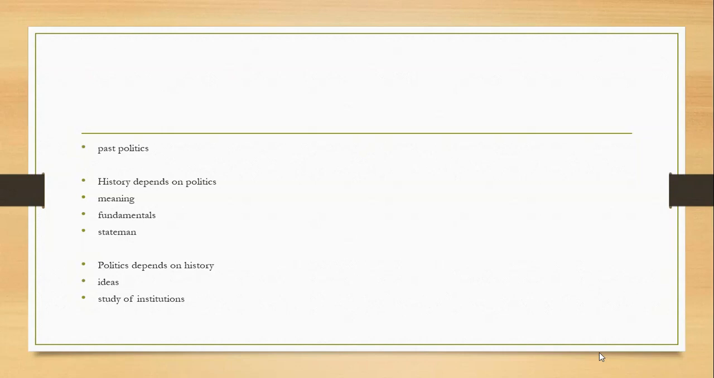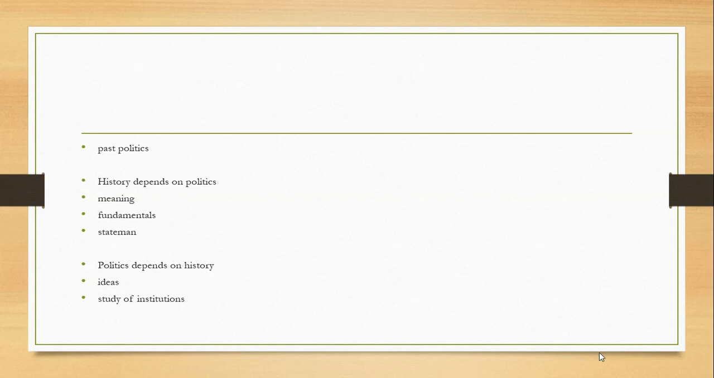Whatever events we are narrating, political science gives them a meaning. It tells you which kings, which time period, which events, and all that. Secondly, without knowing the fundamentals of political science, of laws, rules, and regulations, you won't be able to narrate history properly. So, history has to know a little bit about the fundamentals of organizations, of the state, of rules, and of statesmen.